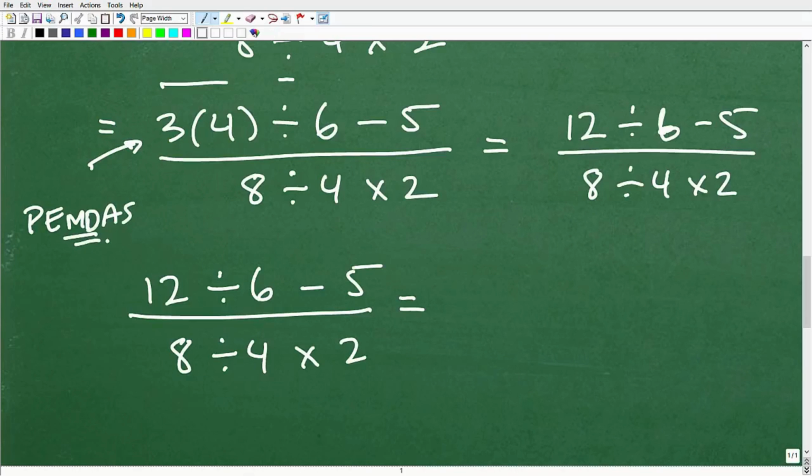So let's go back to our M and D. Just because we just did a multiplication doesn't mean that we're going to move on to addition and subtraction. We have to exhaust all situations that involve multiplication and division. So, again, I'm focused on the numerator. Is there any multiplication or division? Yes, there is division going on here. So 12 divided by 6 is going to be 2. So this is going to be 2 minus 5, over what's going to go on in the denominator.